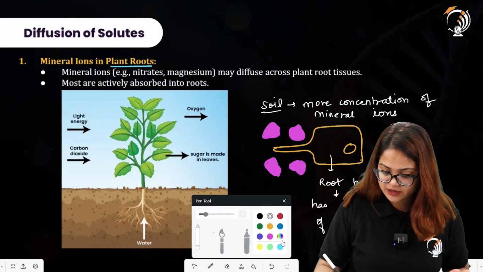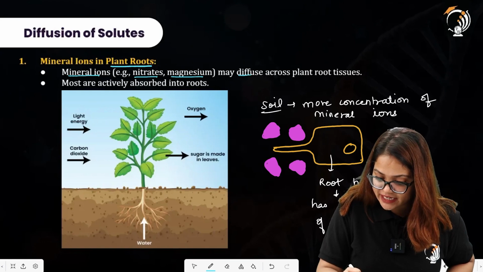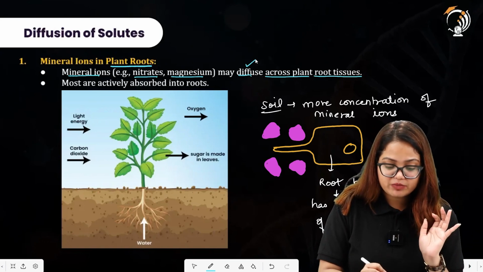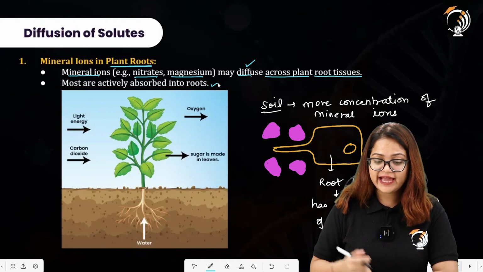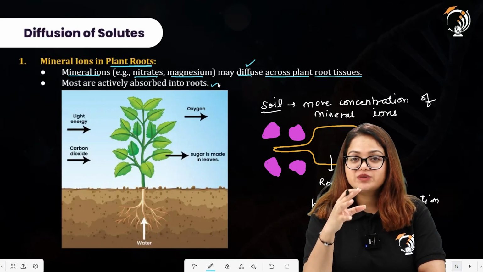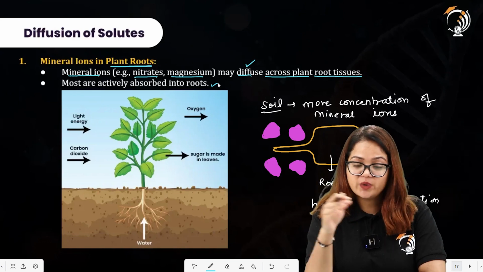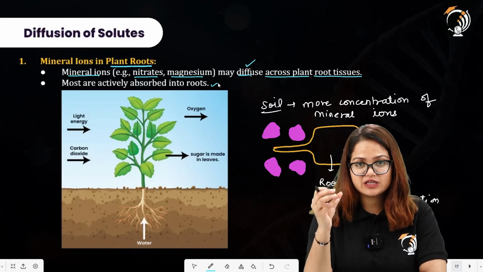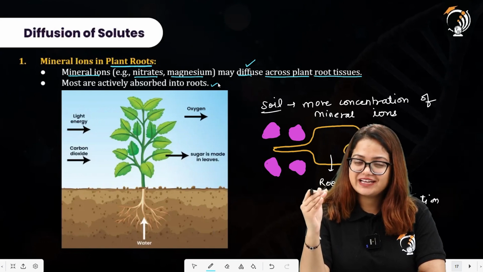So what did the statement here tell us? That mineral ions, for example nitrates and magnesium, may diffuse across plant root tissue. So basically diffusion also occurs, but most are actively absorbed into the cells. And there is also diffusion of water molecules to balance out the water potential that has been created between the root hair cell and the surrounding environment. We will take up water potential in this session only, so don't worry about this. We will discuss it as well.